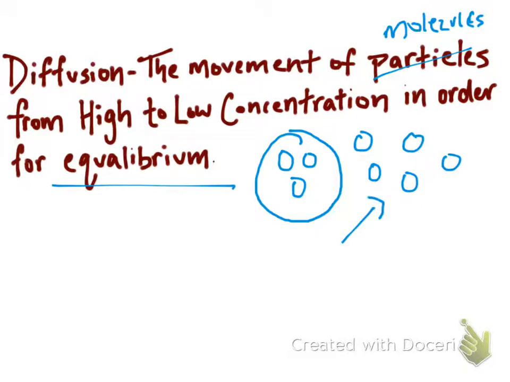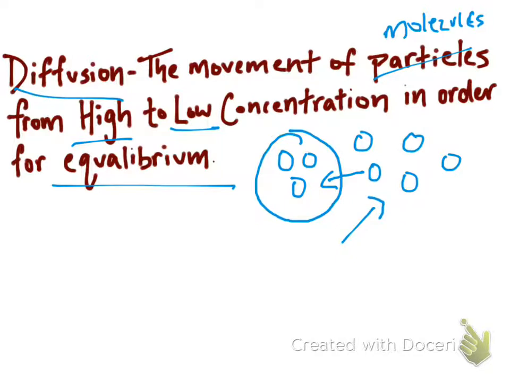So in order for diffusion to happen, molecules are going to be moving from outside of the cell because it's high to low concentration. So in order for the molecules inside and outside the cell to be equal, one of these molecules is going to be moving in, right? So therefore, it's going to be 4 molecules in and 4 molecules out. And so that's how equilibrium is achieved. And that's pretty much what diffusion is.